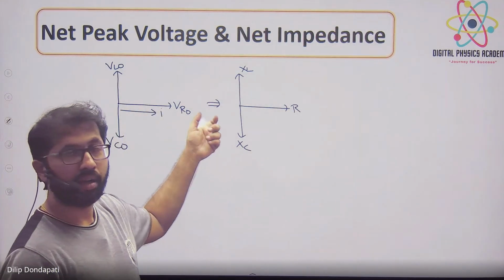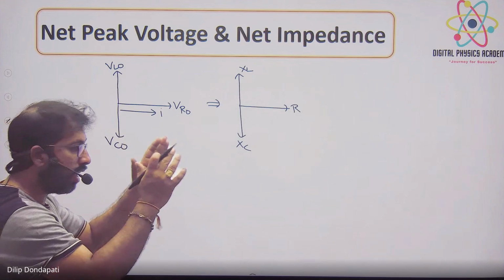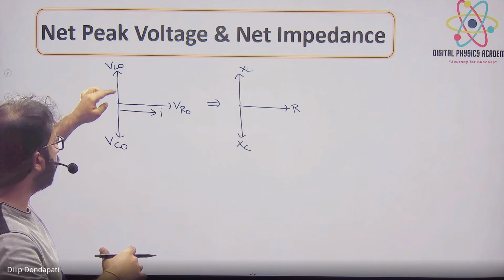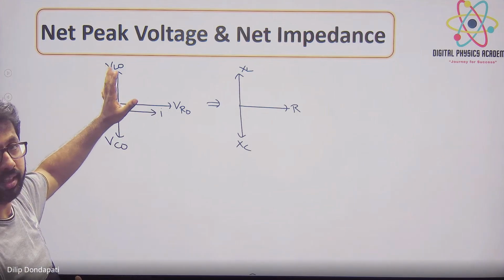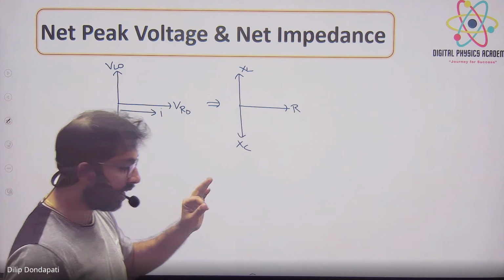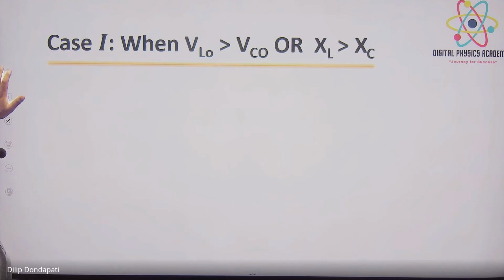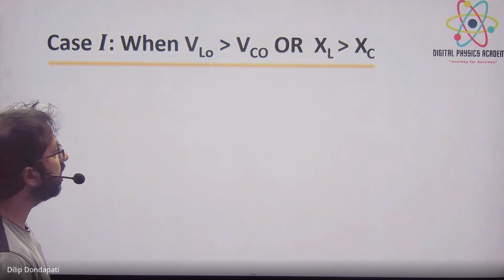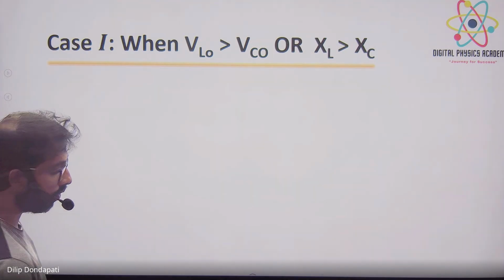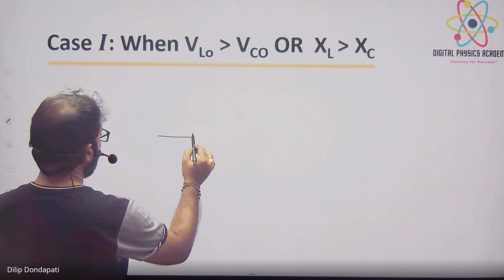In resonance, even though the capacitor and inductor are physically present, the voltages across them vectorially get cancelled, and it acts like a purely resistive circuit only. That's why we have 3 cases. Let's do case 1, when VL naught is greater than VC naught and XL is greater than XC. Now what will happen? Tell me.